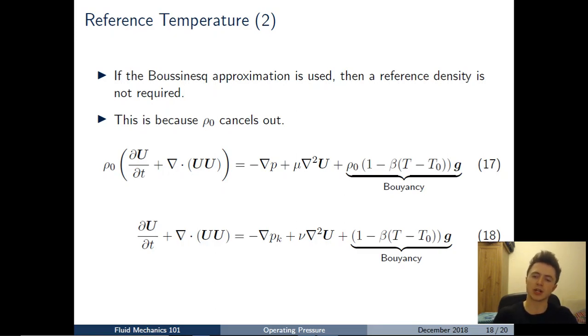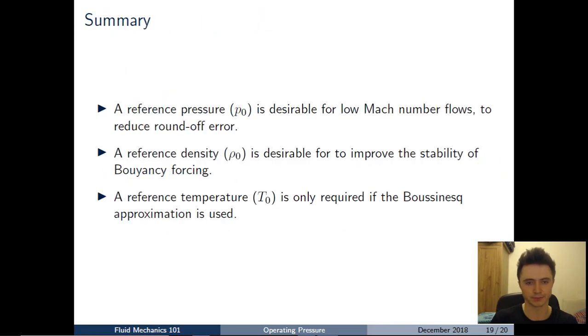And so we can see in equation 18 that actually, because we've used the Boussinesq approximation, we now need a reference temperature, T0, and a coefficient of thermal expansion, but we no longer need a reference density. That's a very subtle point to think about when you're running your simulations.